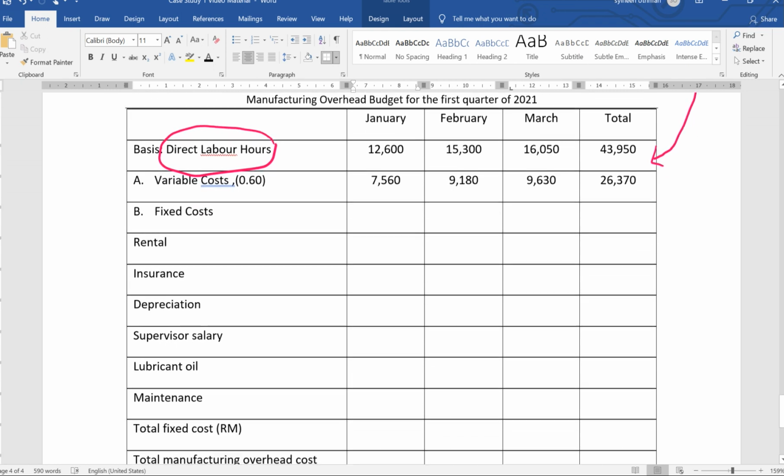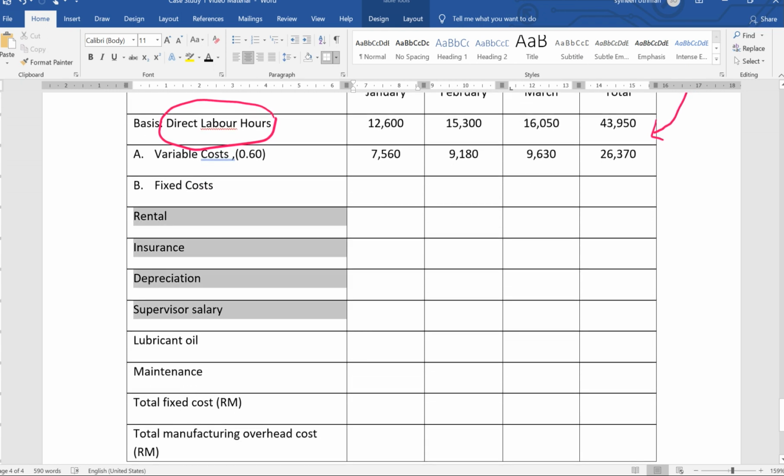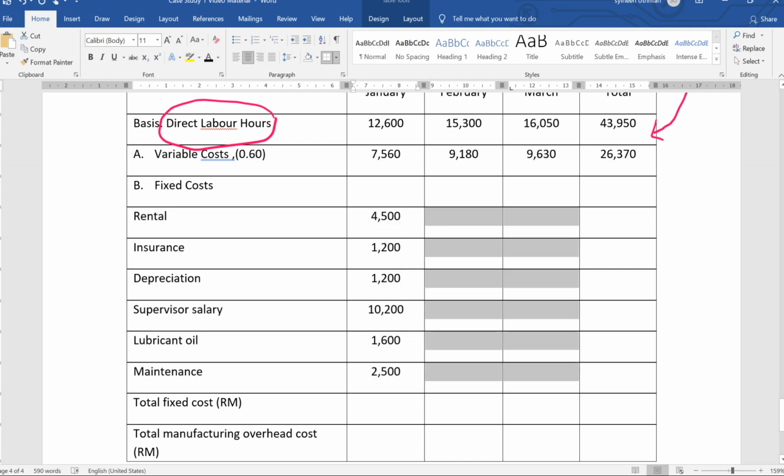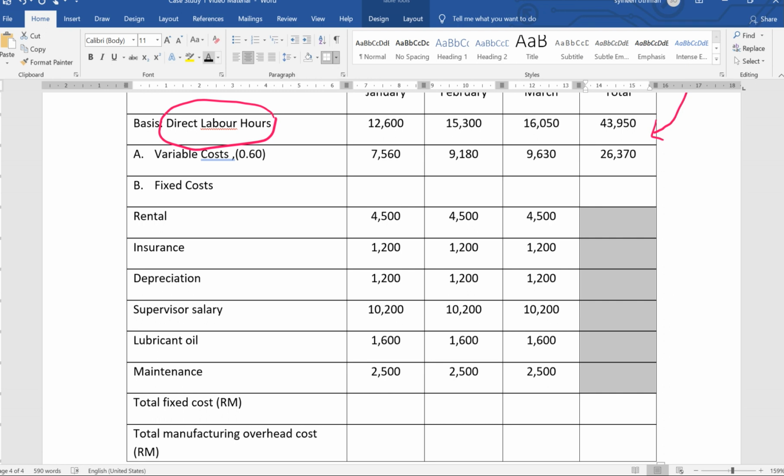And my fixed cost, we have rental, insurance, depreciation, supervisor salary, lubricant oil, and also the maintenance. So you just fill up the values here. The same values we will also put in February and March, and the total is the item accumulated for 3 months. Below this you're going to get the total for your fixed manufacturing overhead cost, which is 21,200 that we pay every month. So this item here is the same for February and also for March. The last column, just add up.